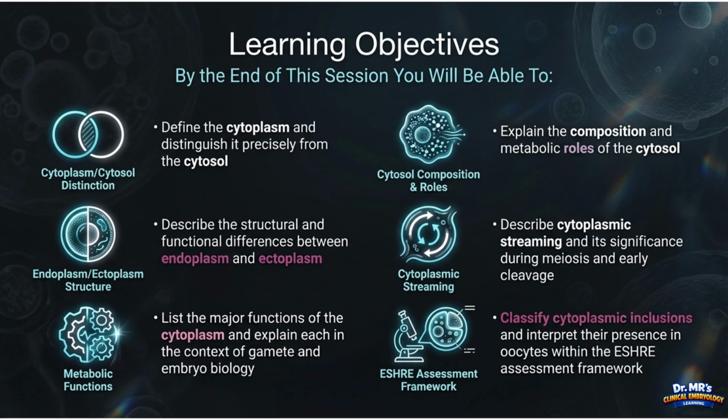You should understand cytoplasmic streaming, what drives it, how it is regulated, and what happens to embryo development when it is disrupted. And finally, you should be able to classify cytoplasmic inclusions, nutritive, secretory, and pigment, and interpret their presence in oocytes within the European Society of Human Reproduction and Embryology assessment framework, including being able to discuss vacuoles, smooth endoplasmic reticulum aggregates, and refractile bodies with clinical nuance.